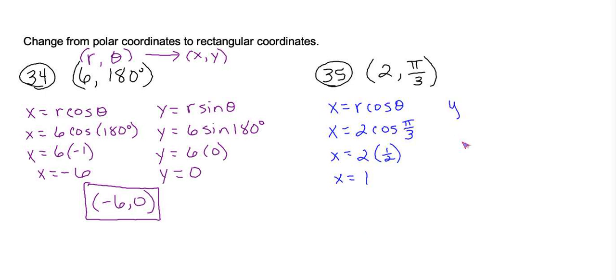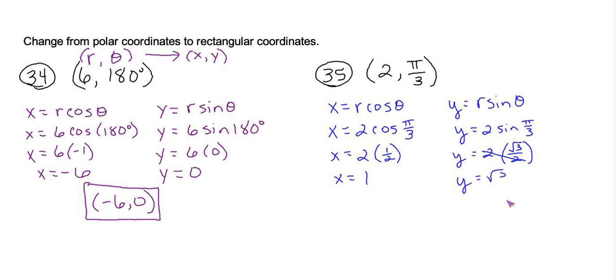Y is r sine theta. So y equals r is 2 sine of pi over 3. Might help you to remember that pi over 3 is 60 degrees. So that's 2 times, and sine of pi over 3, 60 degrees, is square root of 3 over 2. Of course, the 2's are going to divide out, and we just get y equals square root of 3. So now I've changed these polar coordinates, 2 pi over 3, into rectangular coordinates, which would be 1 square root of 3.